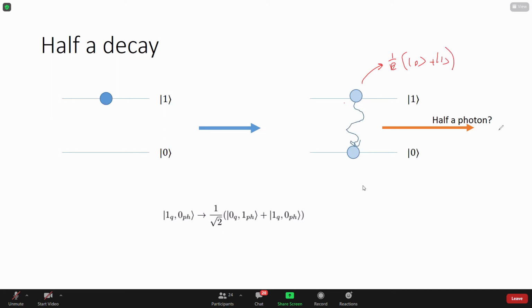But of course, we cannot send out half a photon, right? That's not a thing. The photon is either there or it's not there. So what happens is that we're actually generating this state here, meaning we would have the qubit in the 0 with a photon, or, at the equal superposition part, the qubit in the 1 and no photon. And this means that we have what we call qubit photon entanglement.